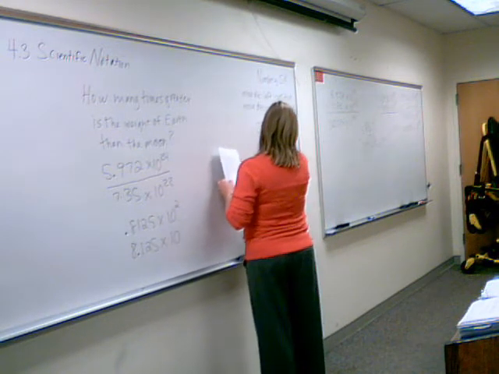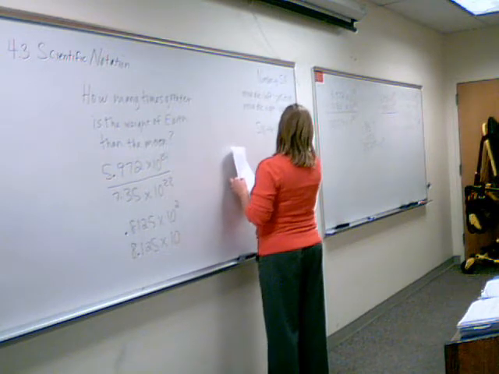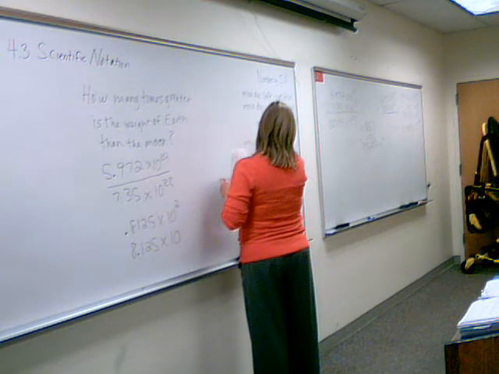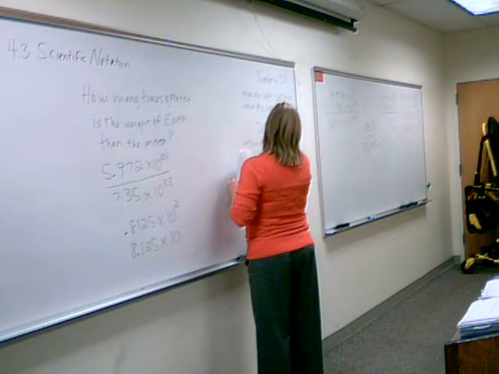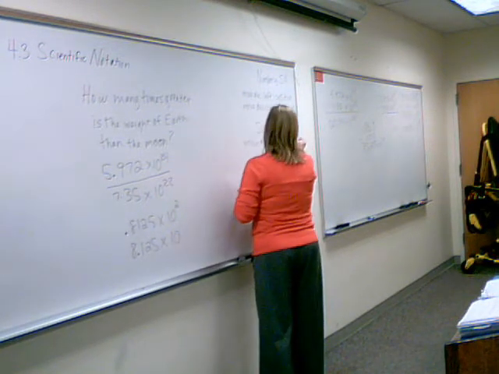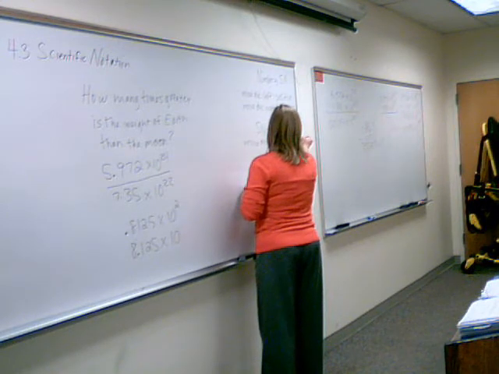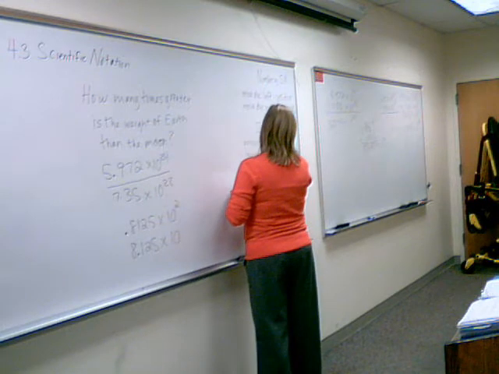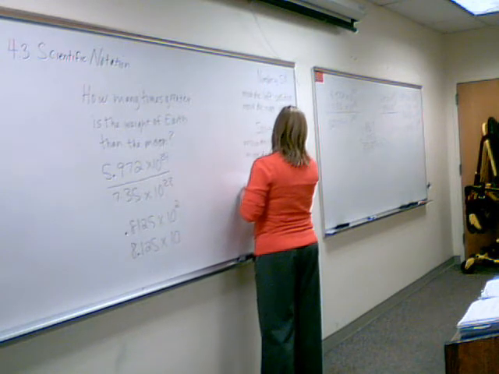If you're going from a scientific notation back to a number, then what? If you move the decimal left, it's going to be negative. You're taking away. If you move your decimal right, then it should be positive.